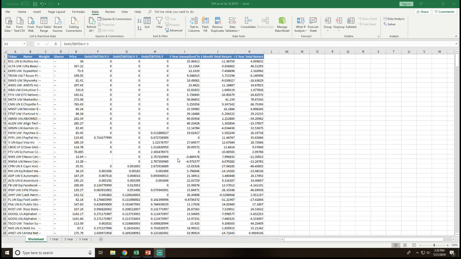Hi, my name's William Siener, and for my backtesting strategy, I wanted to know if there was a relationship between debt to income and total returns. The specific debt to income ratio we're using today is debt to earnings before interest, taxes, depreciation, and amortization.